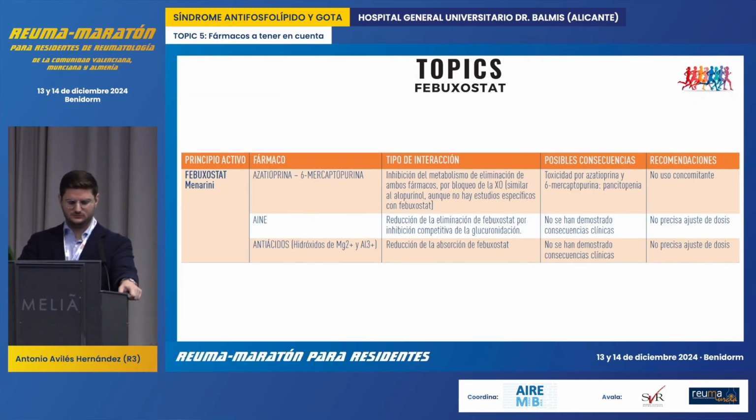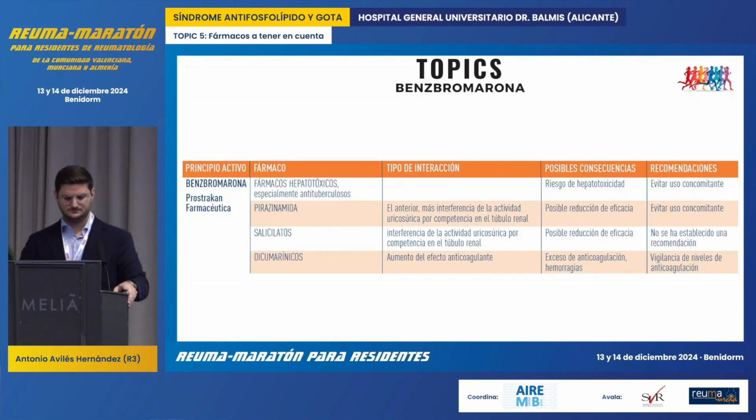Now moving on to talk about febuxostat. Again, caution is advised with azathioprine due to its interaction with xanthine oxidase inhibitors. And just like in the previous section, it is recommended not to use the drugs concomitantly. Febuxostat also interacts with NSAIDs. The interaction involves a reduction in the elimination of febuxostat due to competitive inhibition of glucuronidation. There are no clinical consequences, and no dose adjustment is necessary. It also interacts with antacids by reducing the absorption of febuxostat. And again, no adjustment is necessary, and there are no clinical consequences.